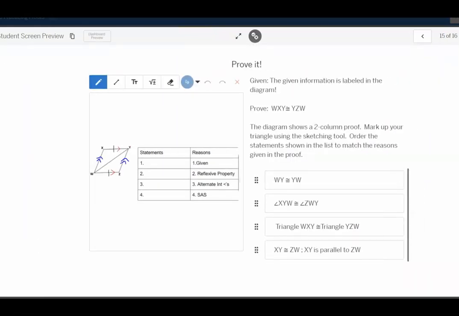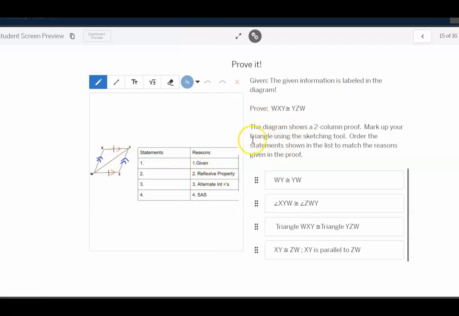All right. Okay, so this next one, again, I want you to pause and try it yourself first. And we can check it. All right, so you've already done this one on your own. Let's see if we can figure it out. This time they give us the reasons. We have to figure out the statements. So what did they give us?